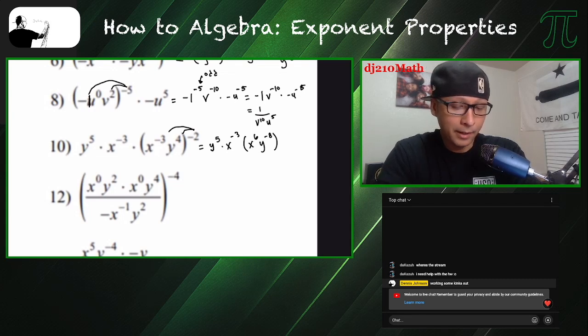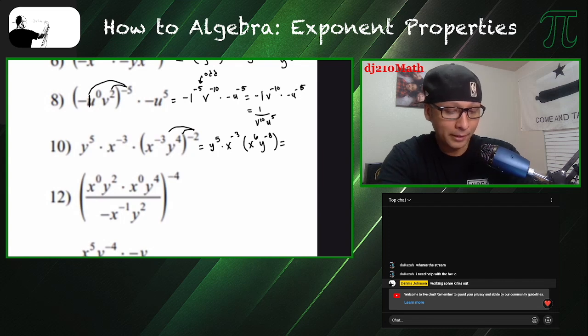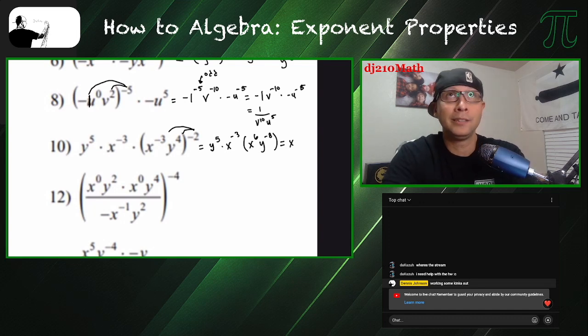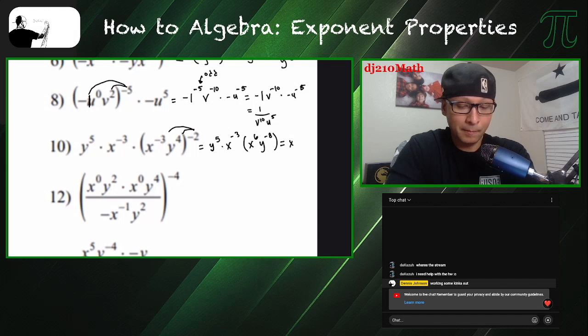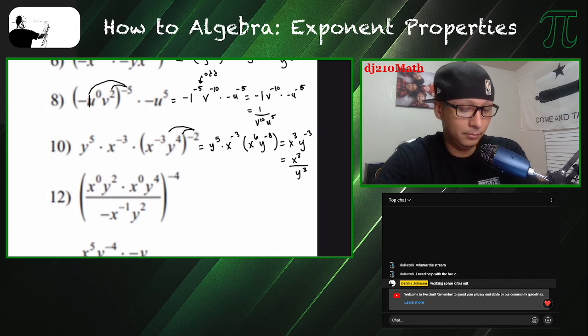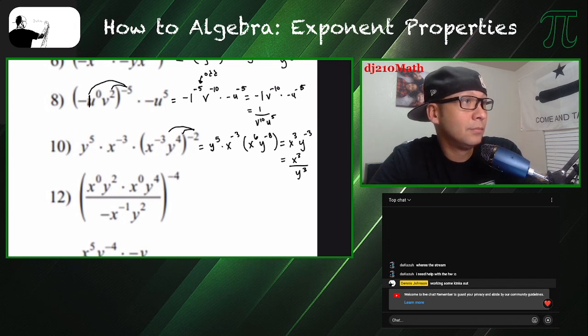All right, combining like terms. Multiplying common bases, we're adding the exponents. So we'll do x's first. x times x will give us negative 3 plus 6, so this is positive 3. Y is going to be 5 minus 8, or 5 plus negative 8, which is negative 3. So we're going to have x cubed in the numerator over y cubed. It's not bad.